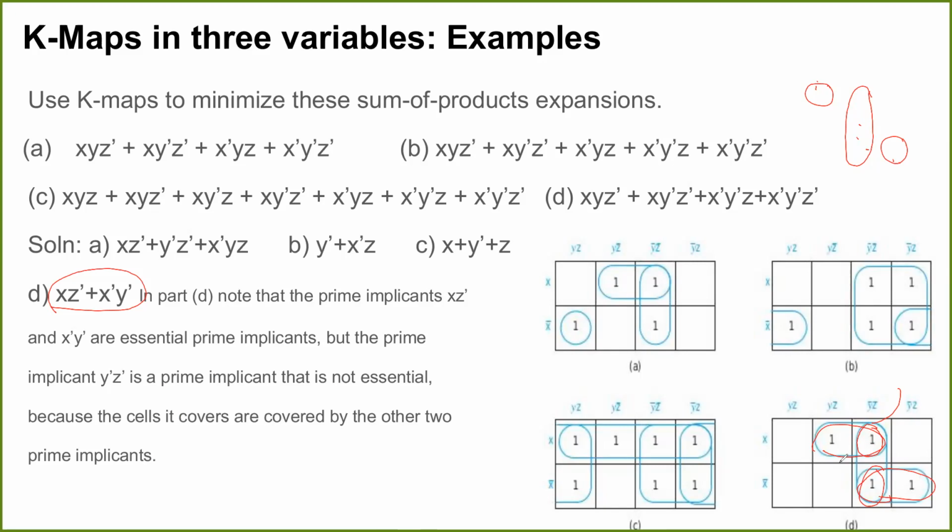Sorry, the essential prime implicants and implicants. Is this clear, the difference? Yes, class, say yes or no.